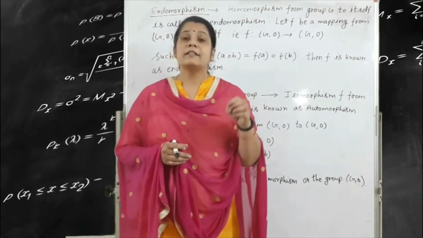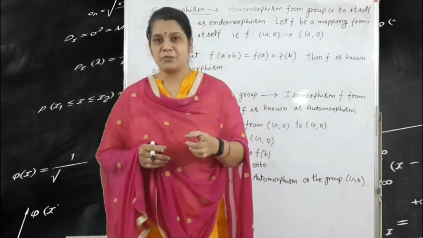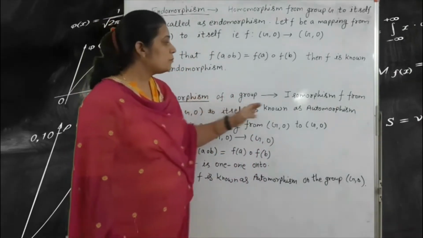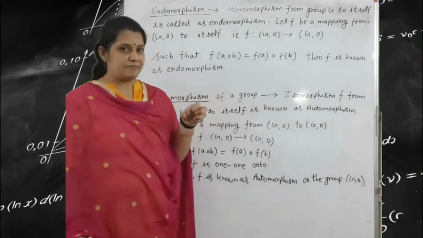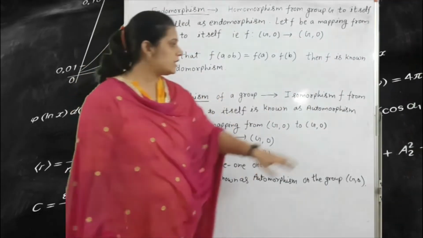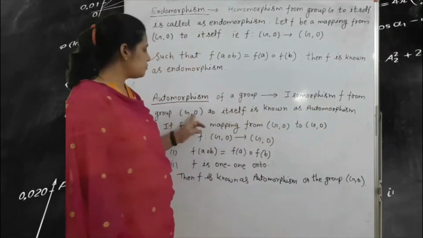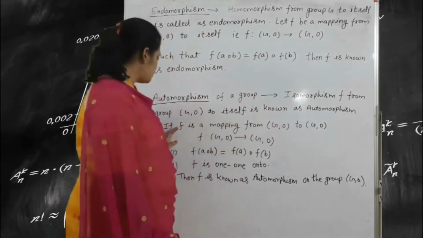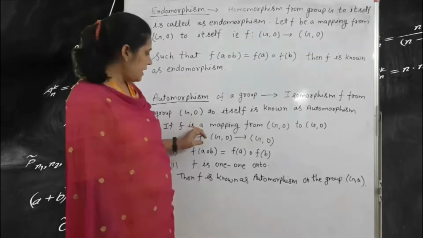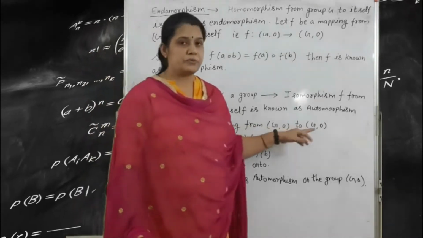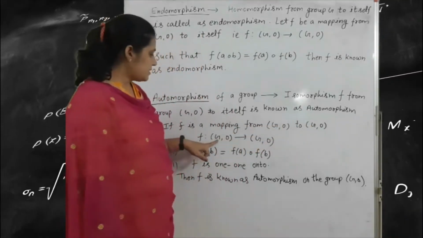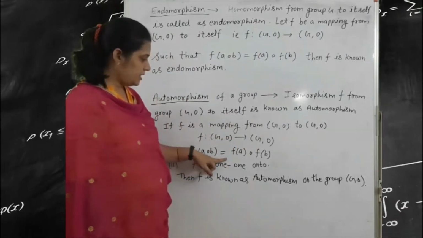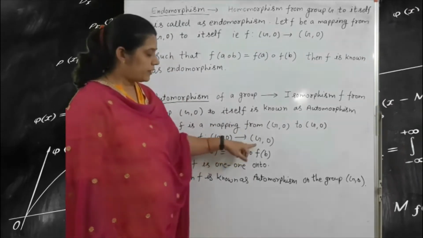But here the mapping f is one-one onto. Listen carefully. Here, automorphism of a group is like isomorphism, that means the mapping is one-one onto. A mapping f from group G to itself is known as an automorphism. If f is a mapping from G to G, so f says that G operator maps to G operator, so f(a∘b) is equal to f(a) operator f(b).